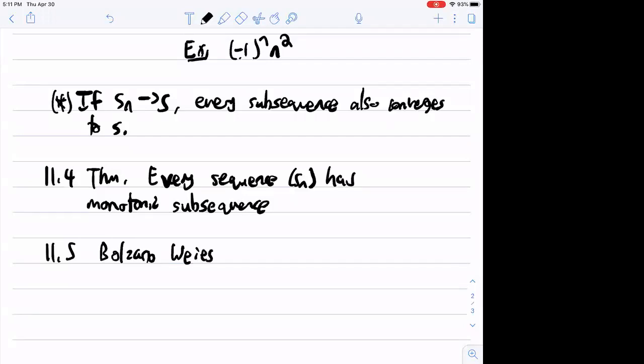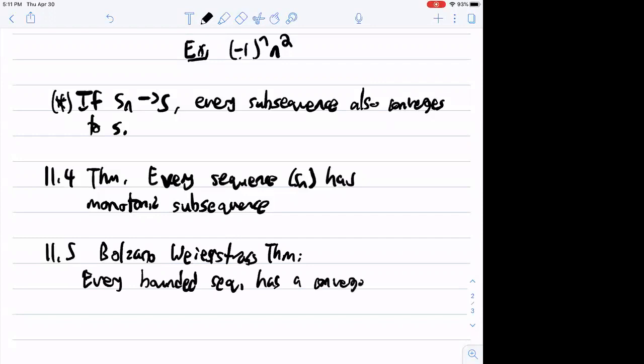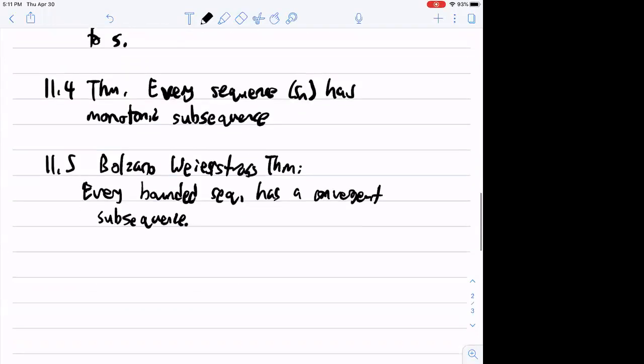Bolzano-Weierstrass theorem. It says every bounded sequence has a convergent subsequence. Okay, so basically this is the idea. It's based on this fact. So for example, (-1)^n doesn't converge, right? But there's a subsequence that converges, right? So we know this limit does not exist, but we can certainly find a subsequence that does, right?